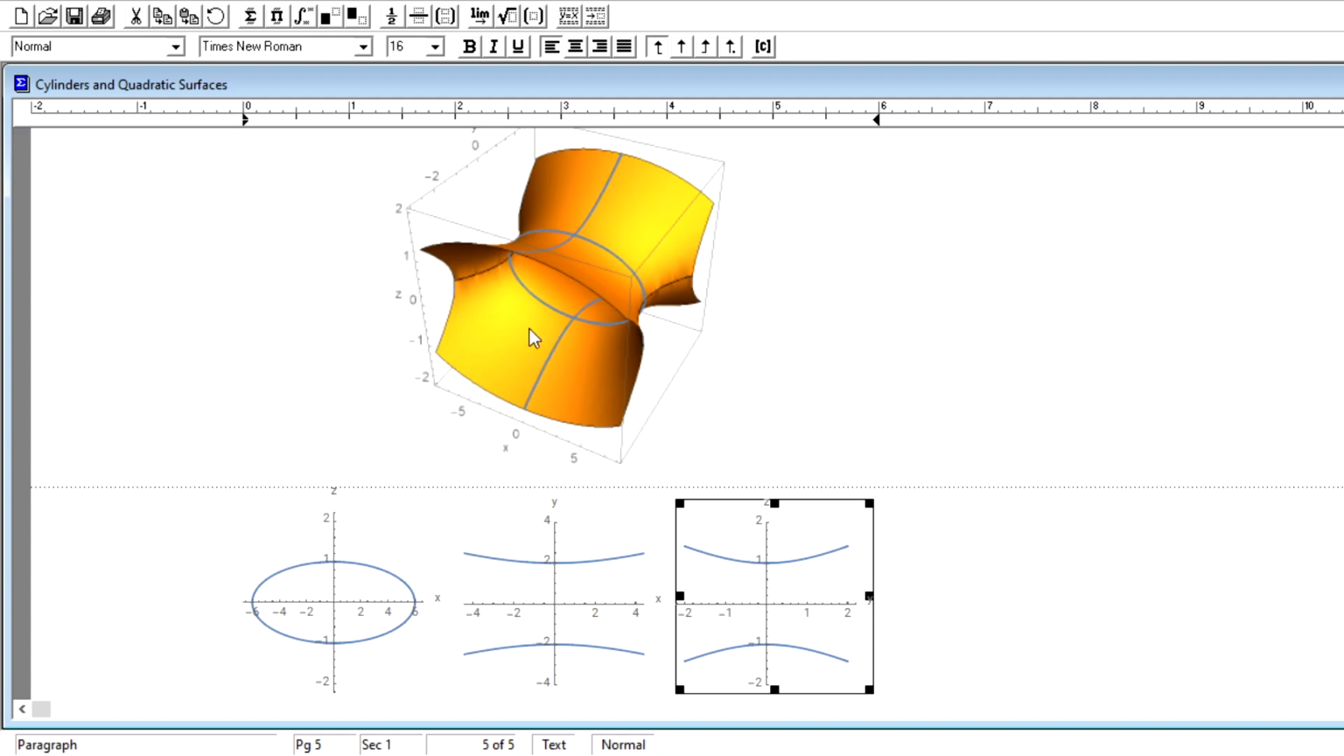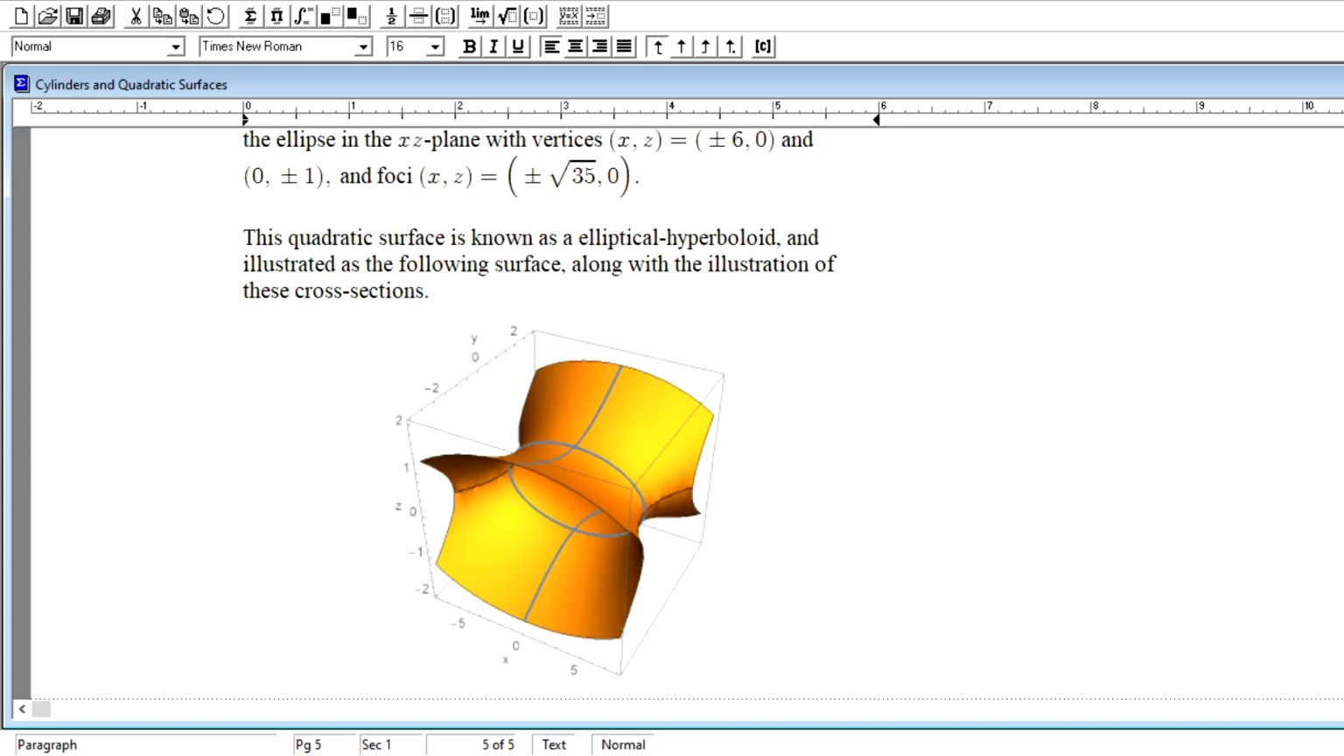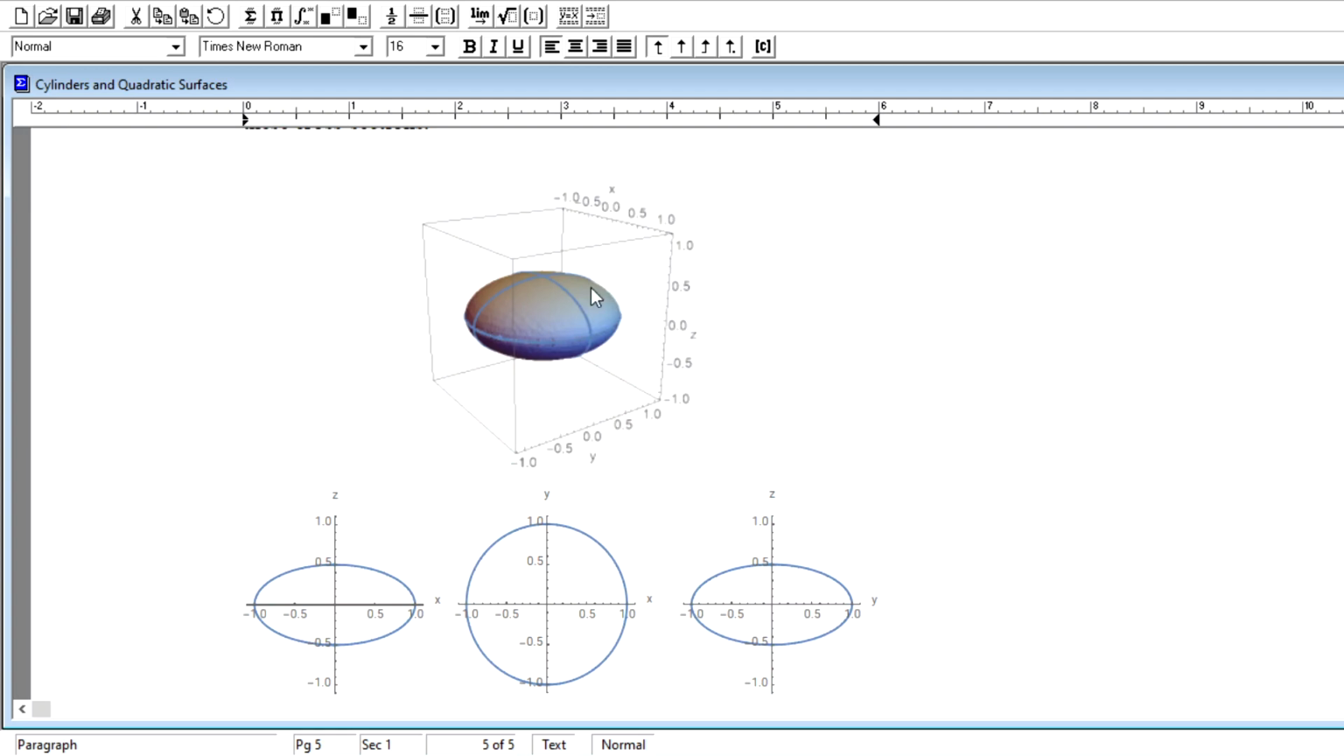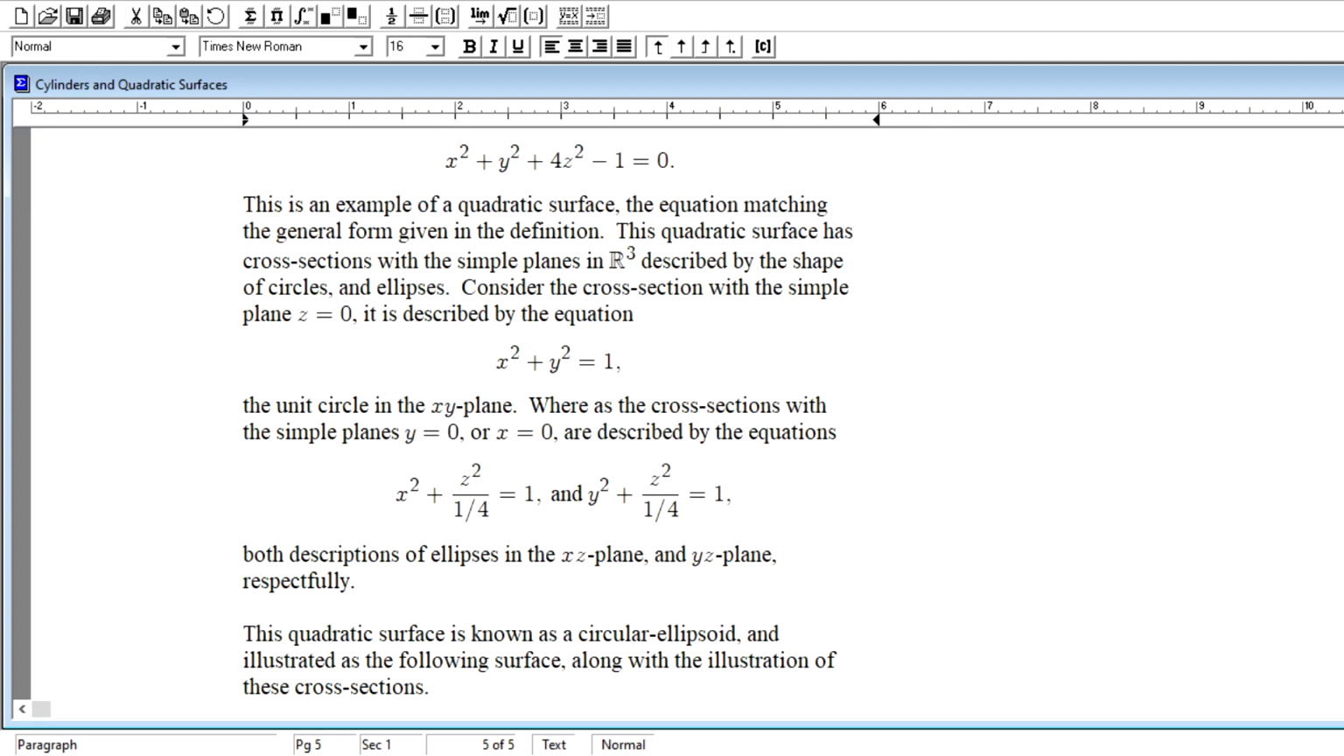And the more cross sections we would have, the more of this surface we would have in its description. All right. So again, folks, what we're looking at here is our last idea, which is just starting to introduce us to these other surfaces that are something other than planes in space. And these are what we call quadratic surfaces.